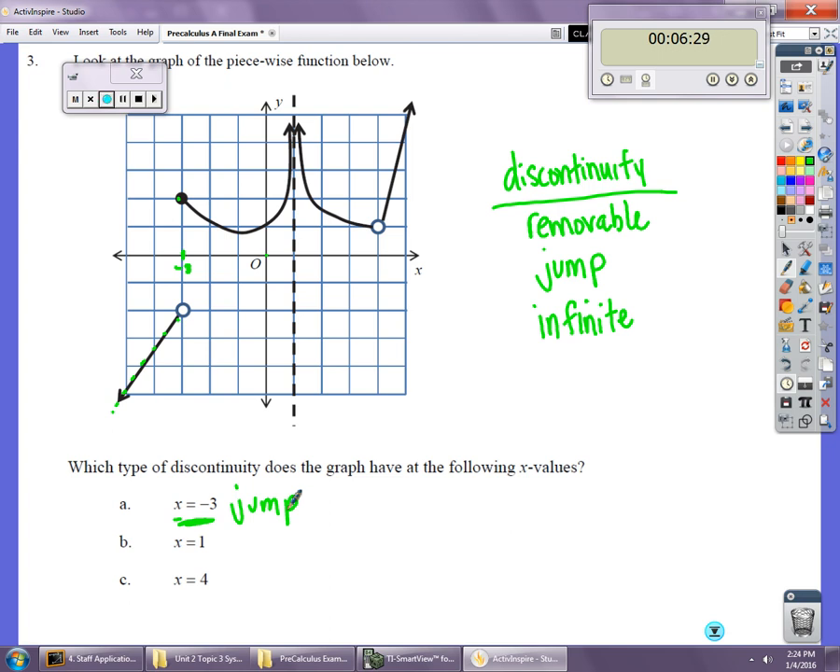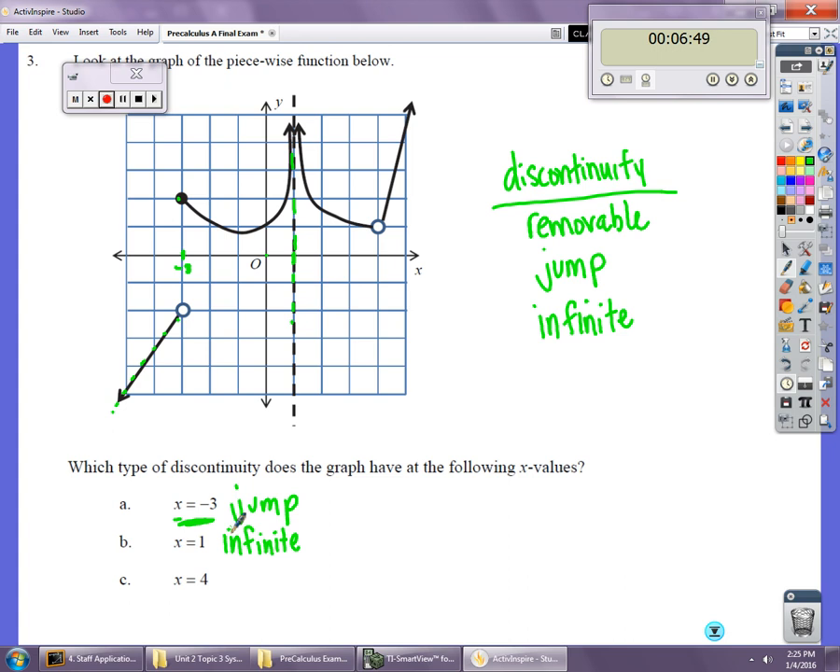When x is 1, so that's right here, you can see there's an asymptote, right? Both of these sides of that 1, it looks like it's approaching up to positive infinity, but because it's an asymptote, it's never actually going to hit 1. This is the one that we call infinite.